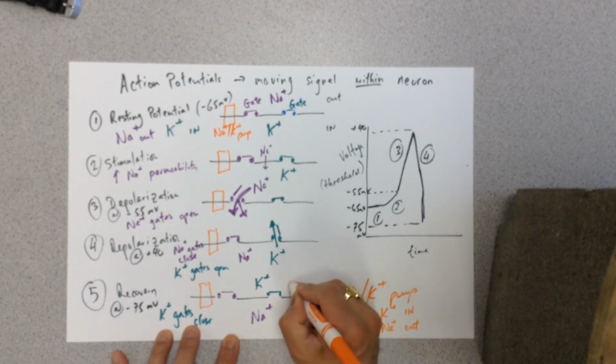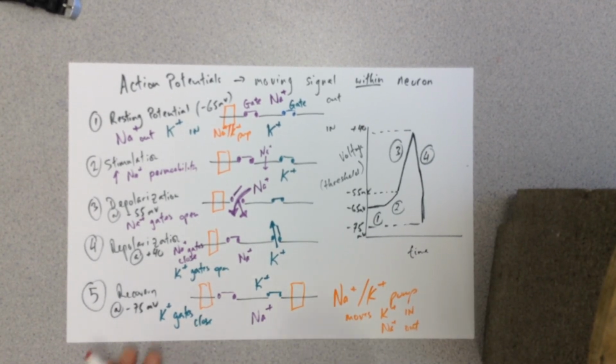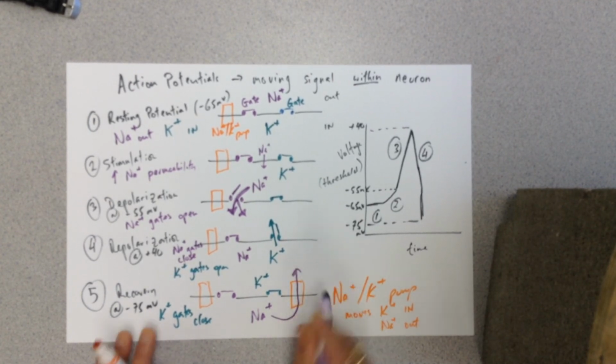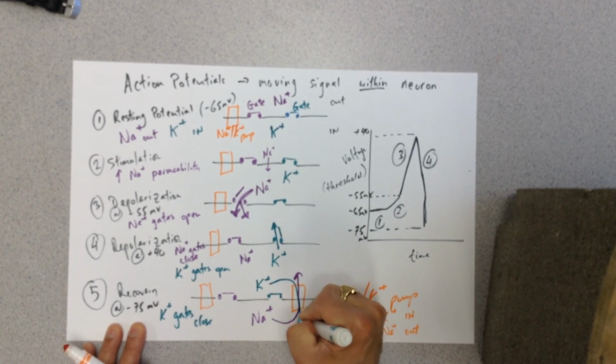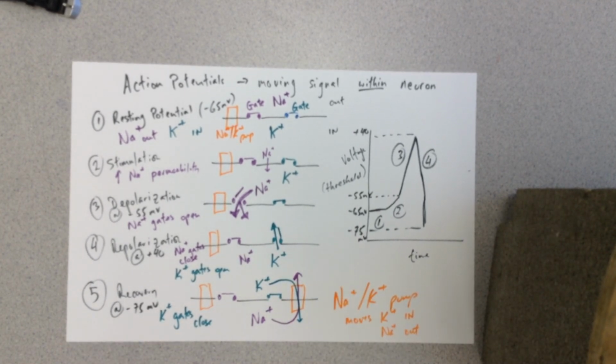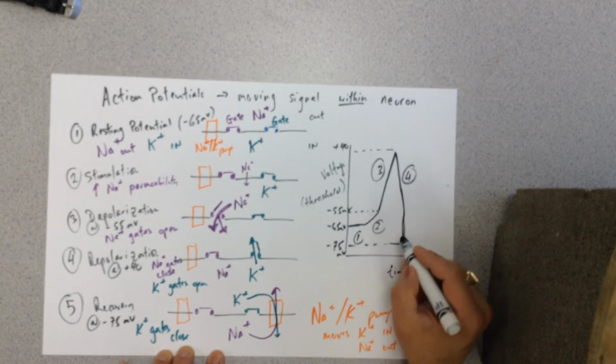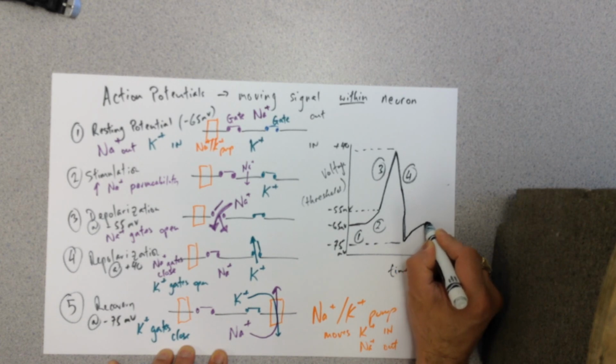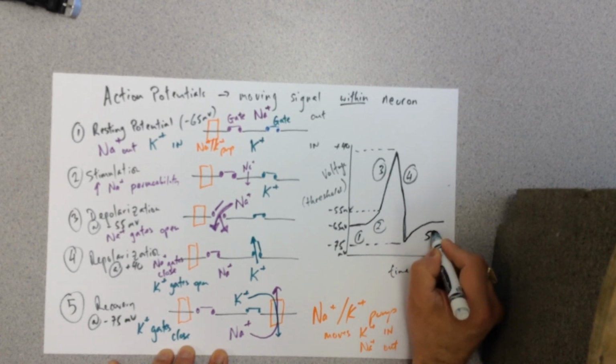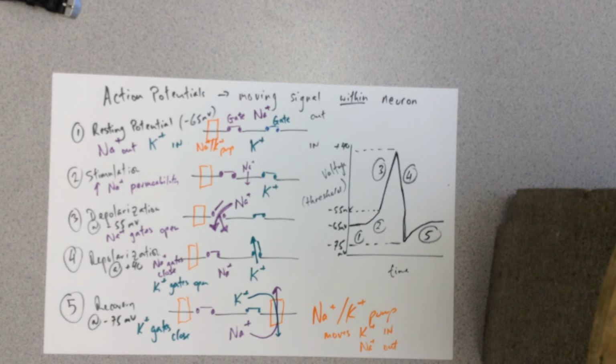I'll just draw another pump here, and what it's going to do is take sodium and move it back out. It's going to take potassium and move it back in, and in doing so it's going to get us back to what we were at resting potential, so that we can fire another signal. So this line goes like this, and that's number 5, and that's our recovery period. We'll talk about how this ties into the whole process of moving signals in class, but this is an introduction so you can see it in advance of class and know what's going on a bit better.